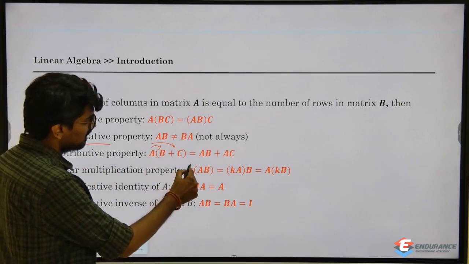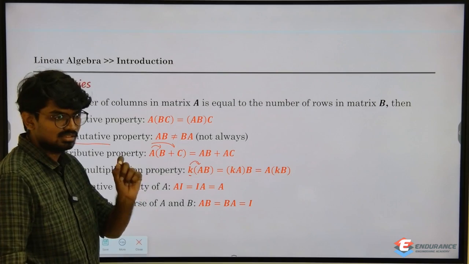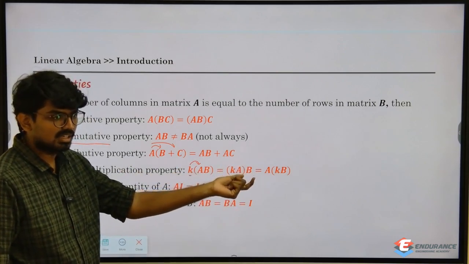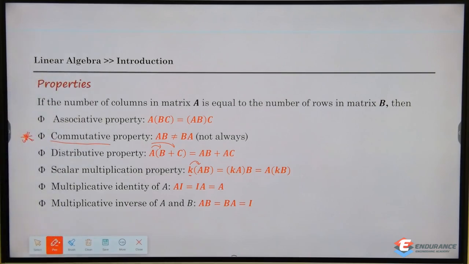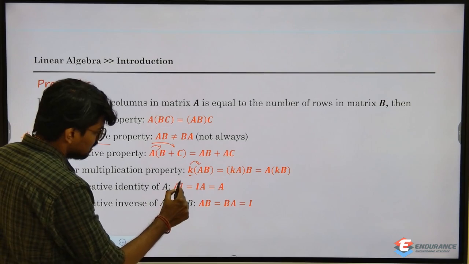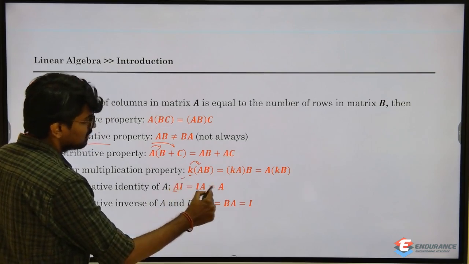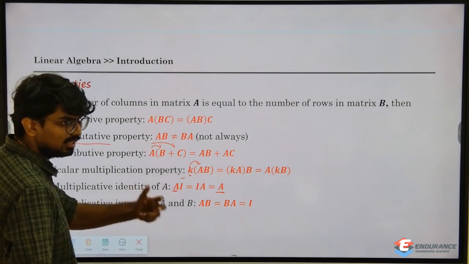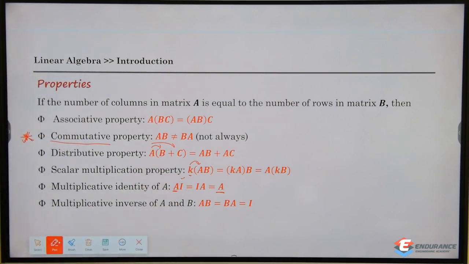I can just multiply the scalar with only one matrix. Okay, that can be done. Multiplicative identity. We know this, right? Take any matrix, multiply with an identity matrix, that will give that matrix itself. Any matrix, multiply with the identity, that will give the matrix itself.